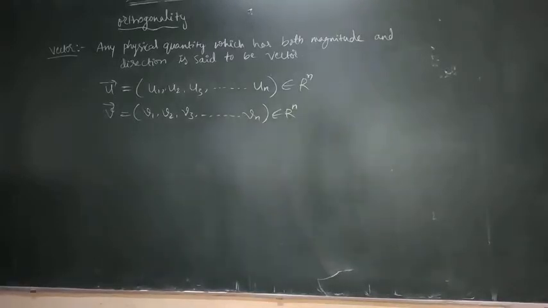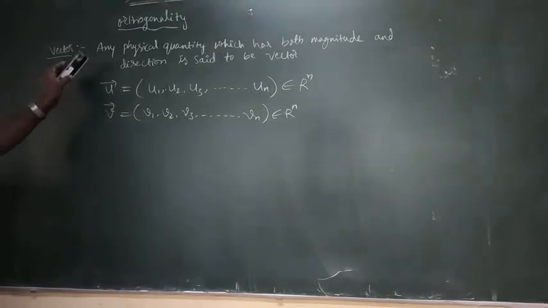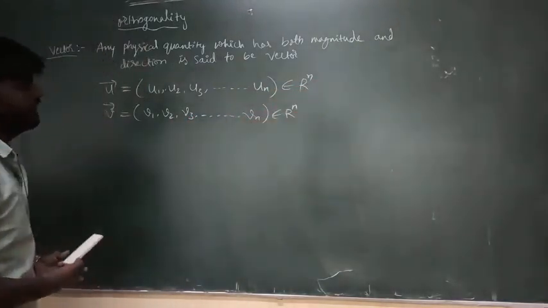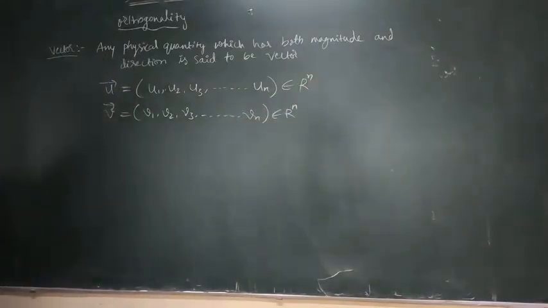Dear students, today's topic is orthogonality, which is a continuation of module 4. In that, we will see what a vector is. Here, a vector is any physical quantity. You all know what a vector and a scalar are. The definition: any physical quantity which has both magnitude and direction is said to be a vector.